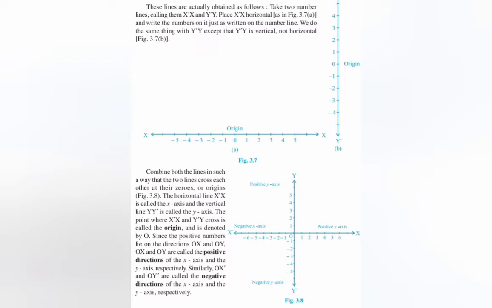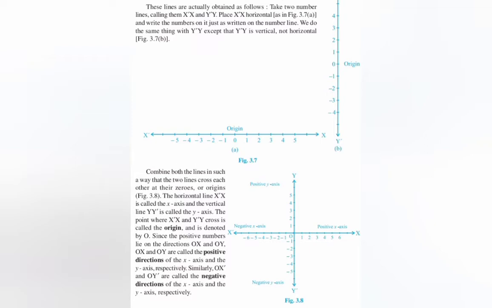Since the positive numbers lie on the directions OX and OY, OX and OY are called the positive directions of the x-axis and y-axis respectively. Similarly, OX dash and OY dash are called the negative directions of the x-axis and the y-axis respectively, because negative numbers appear on the left side of the x-axis and on the downside of the y-axis. So these are the negative directions of x-axis and y-axis respectively. And since the positive numbers appear on the right side of the x-axis and the top side of the y-axis, those directions OX and OY are called the positive directions of the x-axis and the y-axis.